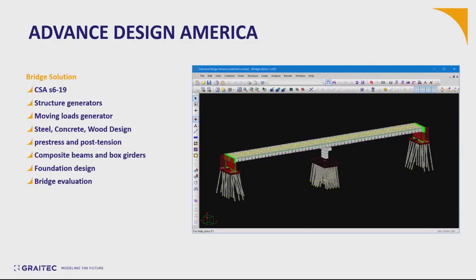For code check, it can do steel, concrete, and wood design. For concrete, it can also take into account pre-stress and post-tensioning. We also have a module for composite beams, either with steel or concrete, as well as a box girder module. It can do a foundation design and also easily generate the foundation like the one you see on the screenshot. And we have a bridge evaluation module for evaluating existing bridges.